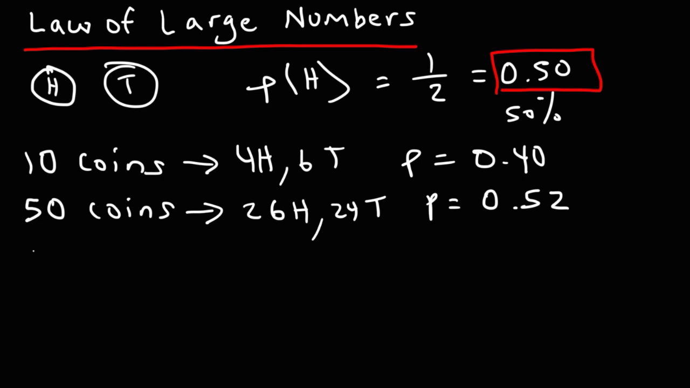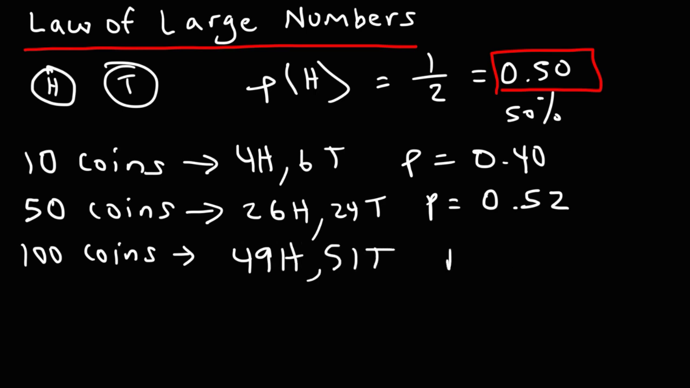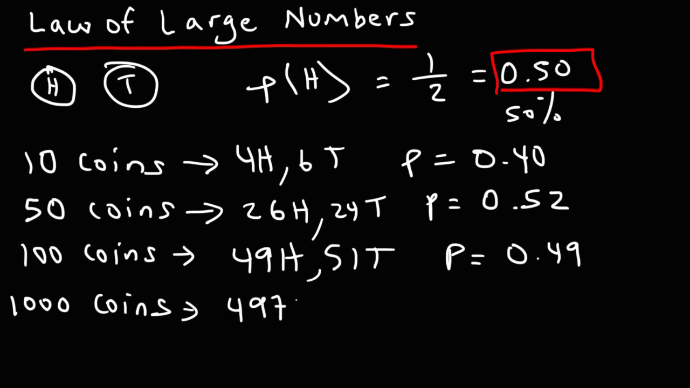So let's increase it. Let's say if we toss 100 coins in the air, we might get 49 heads and 51 tails. In this case, it's going to be 49 over 100 or 0.49. Now let's say if we threw 1,000 coins in the air. In this case, we might get 497 heads and maybe 503 tails. So the probability will be 497 divided by 1,000, and so that's going to be 0.497.